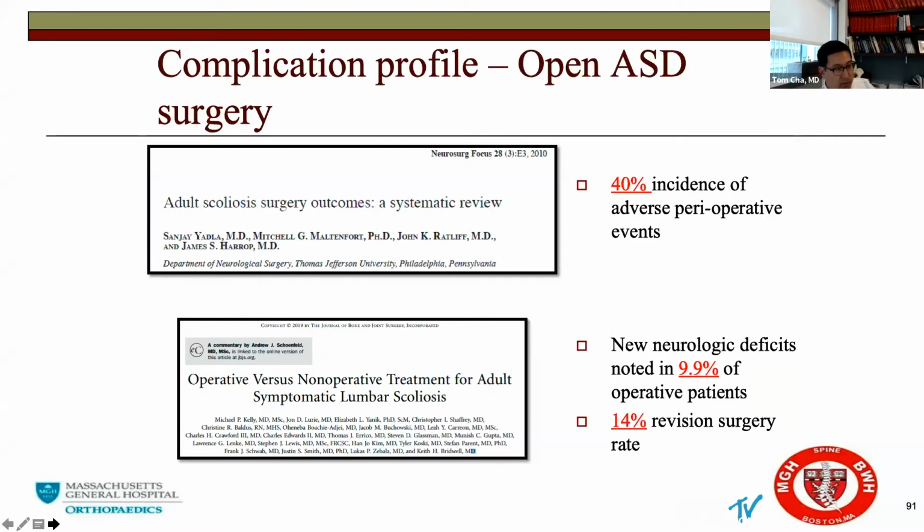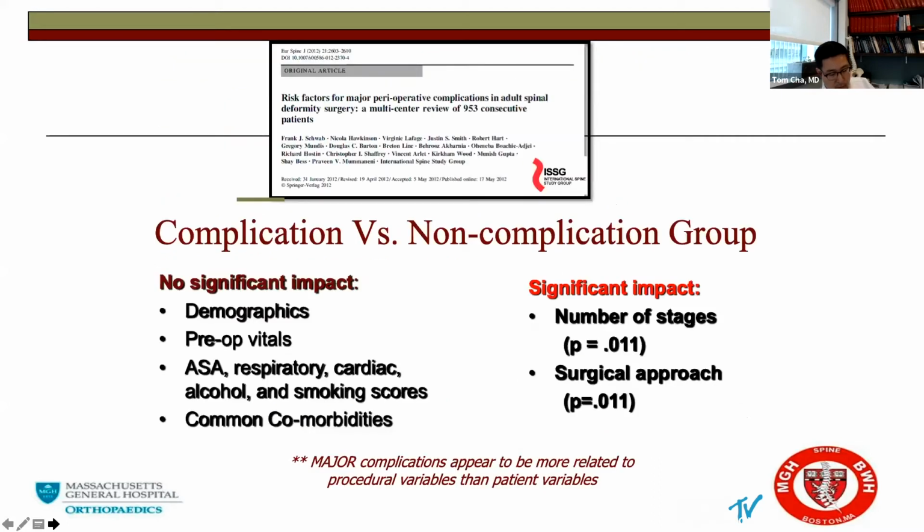The costs, though, of doing these kinds of surgeries are the potential downsides related to the complication profile of ASD surgery. Open procedures typically have long anesthetic times and large amounts of blood loss. There's been a reported 40% incidence of adverse perioperative events. New neurologic deficits are not insignificant, near 10%, with a 14% revision surgery rate. And a 30-day mortality rate has been reported as high as 2.4%. When you look at the complications, many of these major complications are more related to procedural variables rather than patient variables.